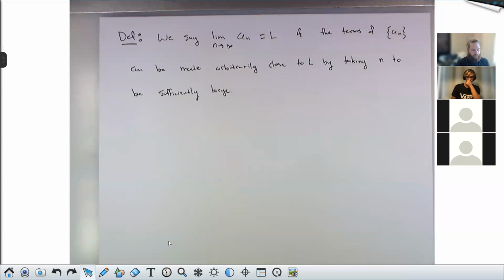In plain terms, I would say that the limit as n goes to infinity of an is equal to L if an gets closer and closer to L as n gets bigger and bigger. Right? It's a horizontal asymptote, like that blue horizontal line we saw for the sequence n plus 1 over n.